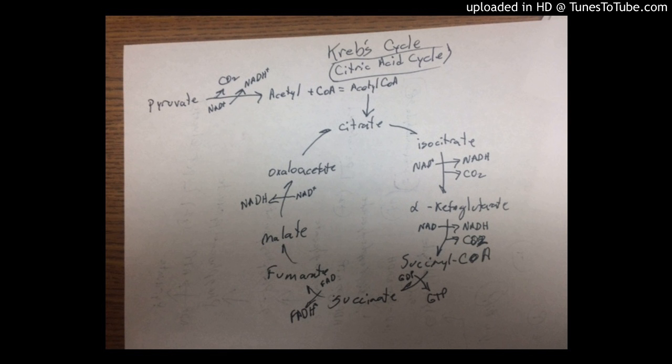FADHs only produce how many ATPs per molecule? 2. So you get 4 ATPs from that reaction. And then going from malate to oxaloacetate, you get another 6. Somebody add that up. Okay. Plus the 8 over here. 32. Okay. So now you have glycolysis and the Krebs cycle.